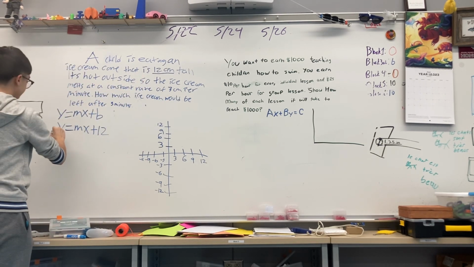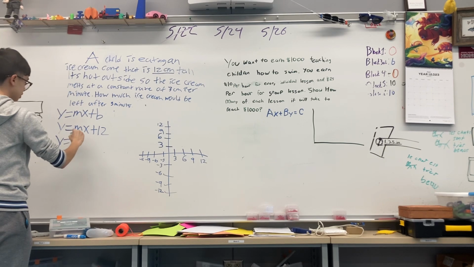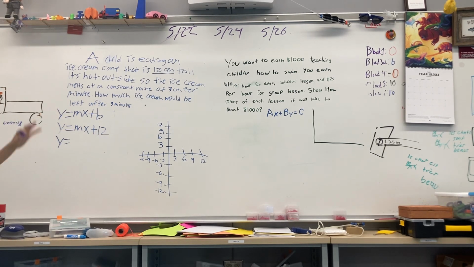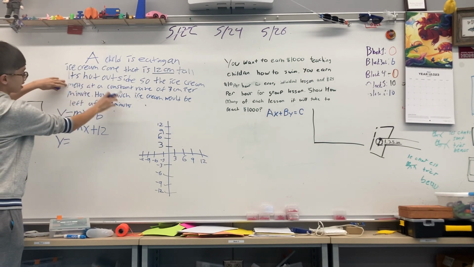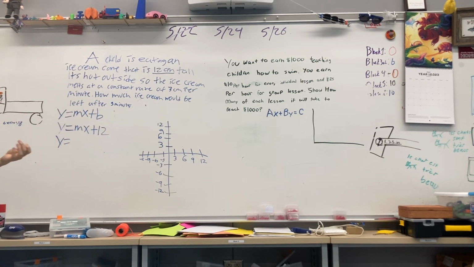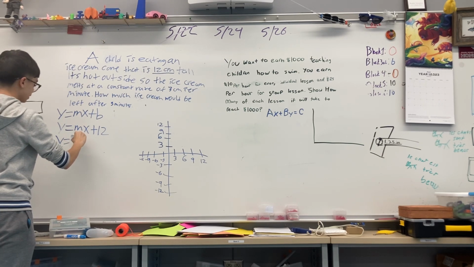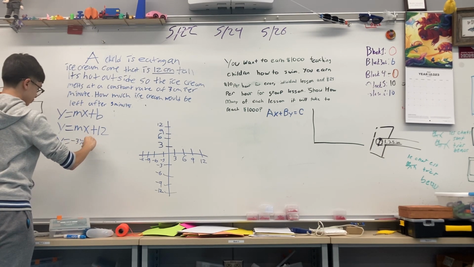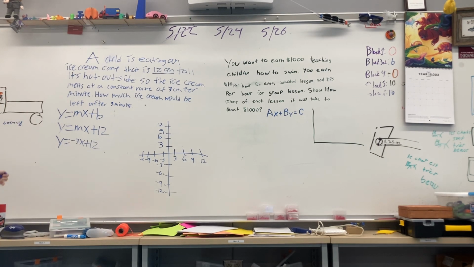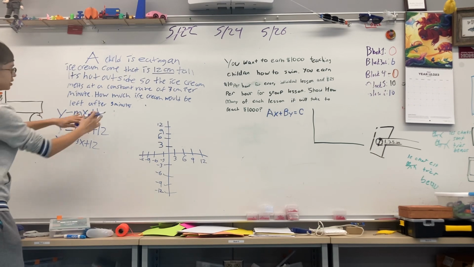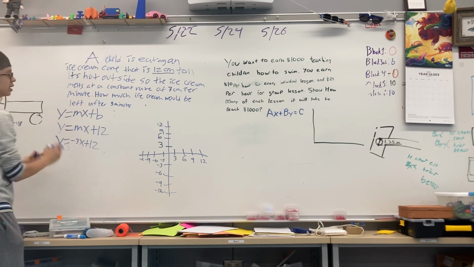So it's going to be y equals... before we move on, notice it says melts at a constant rate. When it says melts, that means it's decreasing. When it's decreasing, we need to add a negative sign in front of the 3. So it would be y equals negative 3x plus 12. Now that we have our equation, we just need to plug it in. We need to plug in 3 in order to get our answer.